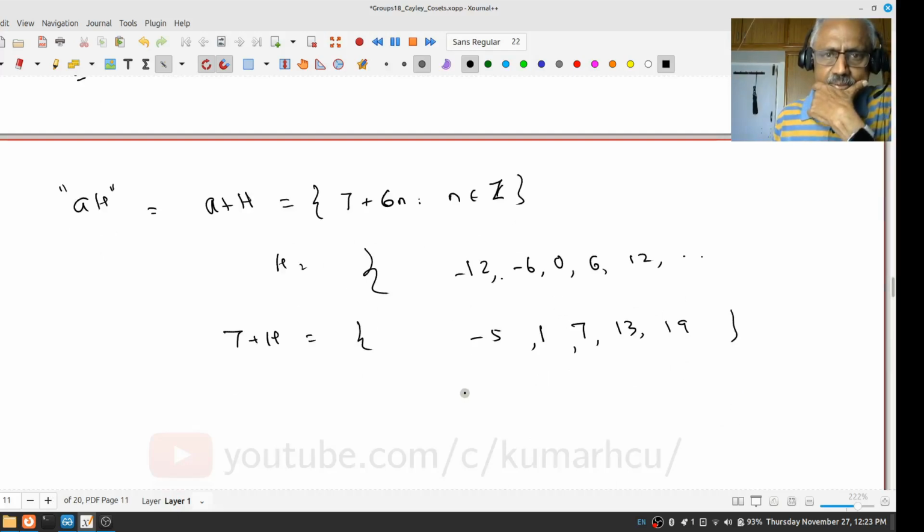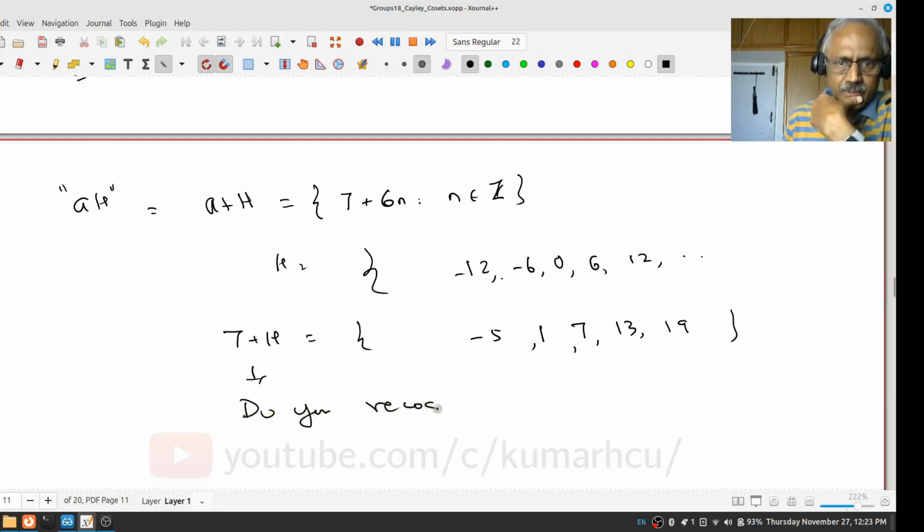Right? But do you recognize this? See, these are the examples one never looks at. One immediately goes to prove a lot of results about cosets, but students should get to know how to work with that, what kind of object I am dealing with. Okay, that's what we want to understand, right?